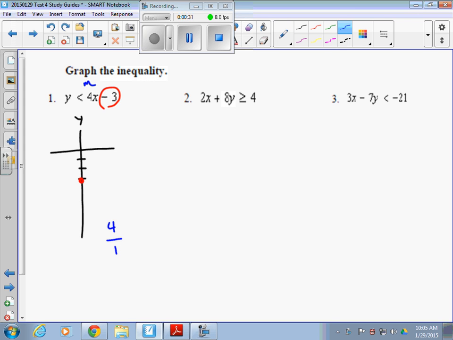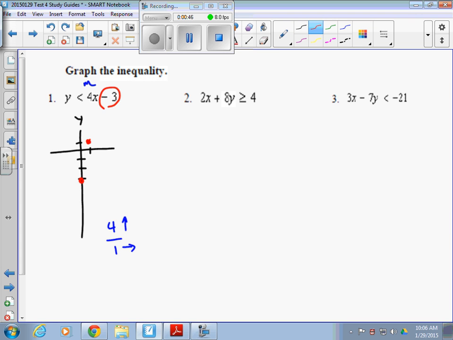The 4 is the rise, which means up or down. It's positive, which means up. Run means go to the right since it's positive. So up 4 and to the right 1. Up 1, 2, 3, 4, to the right 1. There is our second point right there.